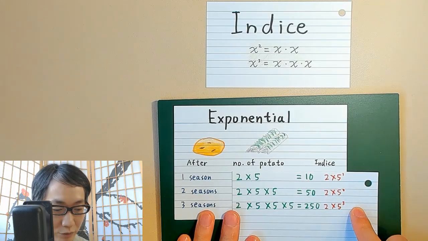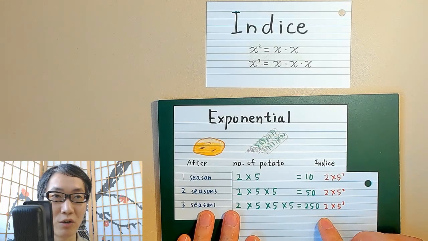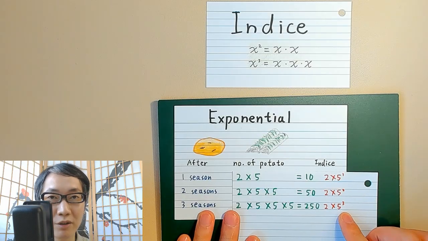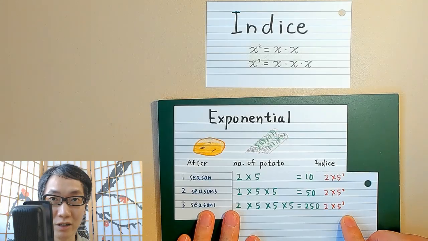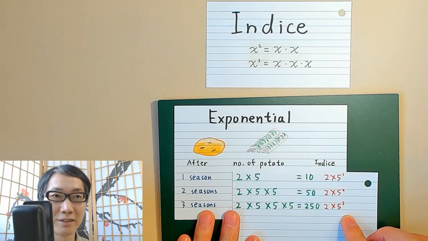And we don't have to calculate every time. Let's say we want to know what happened after 10 seasons. Then it is 2 times 5 to the power of 10, right?